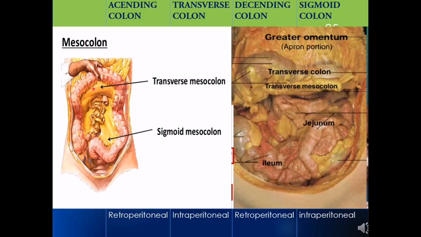This is the transverse mesocolon and this is the sigmoid mesocolon. This is a picture from a human cadaver, transverse mesocolon, and this is sigmoid mesocolon. So, transverse colon and sigmoid colon have their own mesentery. So, they are intraperitoneal. But ascending colon and descending colon are retroperitoneal. They don't have their mesentery.